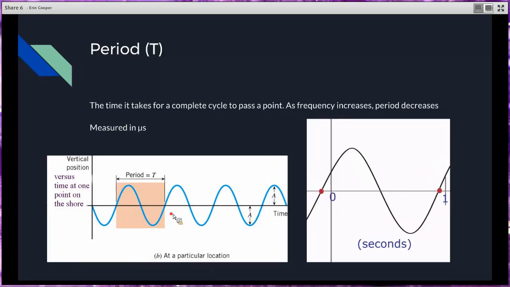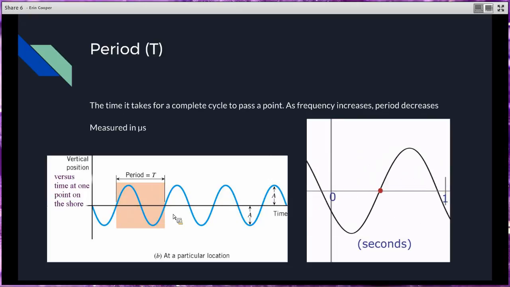Now, when we go back to that second sentence, as frequency increases, period decreases. Remember that frequency is how many waves we can get to cross a point within a second. A higher frequency means that we have more waves crossing that point in a smaller amount of time. So remember that period is a time measurement. Think of a runner. If you are running a mile, the faster you run, the lower your time.